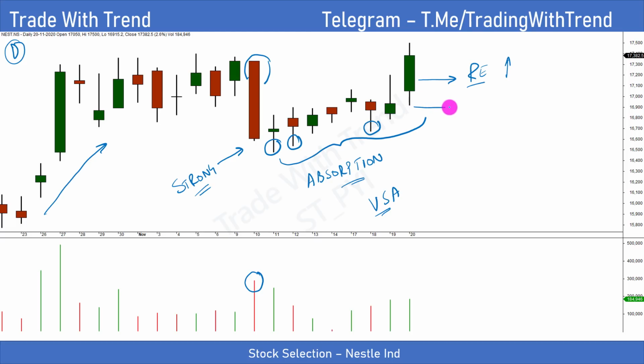And as far as this particular level is defended, something like 16,900, 17,000 thereabouts, price can consolidate, but then again it will start moving higher. This price action is a typical VSA price action that plays out where a lot of selling at lower levels is absorbed, and then finally price decides to move in the direction of trend.